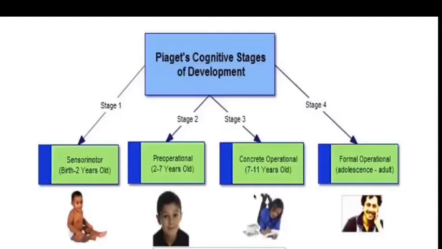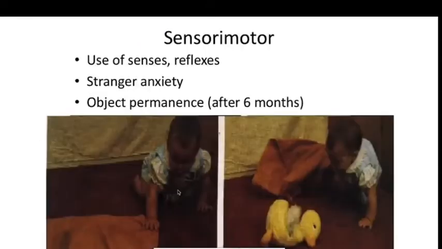Now we go over the different stages one by one. The first stage, of course, that we have there is the sensory motor stage. That's from birth to 2 years old. Now, some important details about the child during the child's development at this stage is that the child is very busy using her senses, her reflexes.